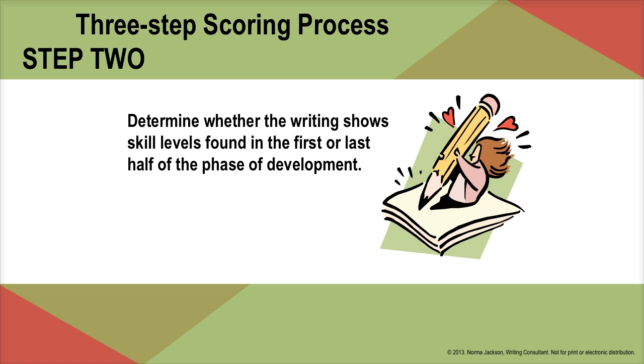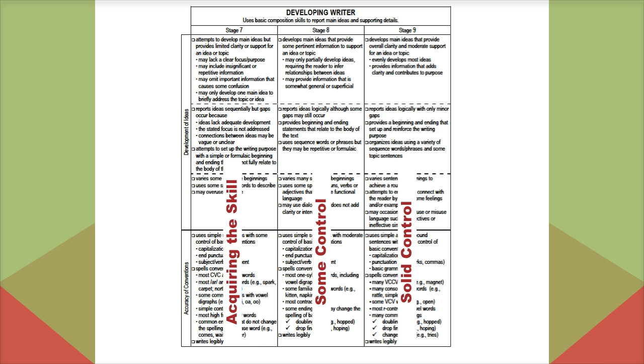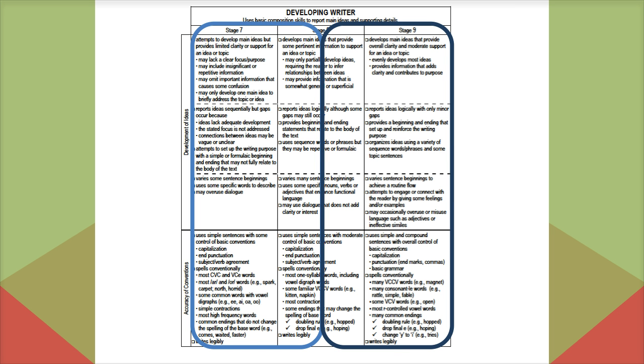The second step is to decide if the writing demonstrates the proficiency of a writer in the first half or the last half of this phase of development. You'll make this decision based on the amount of control the student demonstrates with the complete set of skills learned during this phase of development. A student who has minimal control is in the first half of this phase of development. A student who demonstrates moderate to strong control is in the second half. Again, with only a little practice, you'll be able to complete this step without referring to the full rubric.